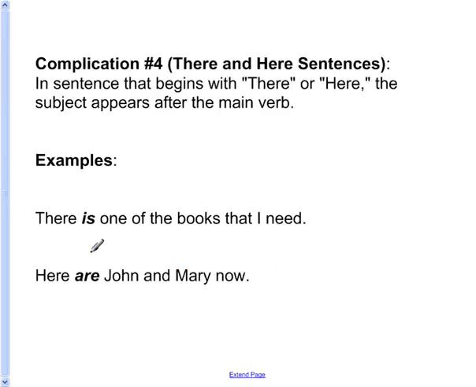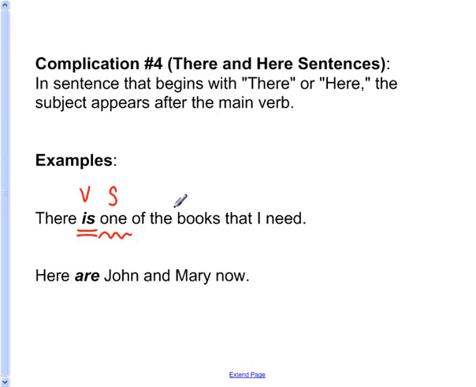Complication number 4, there and here sentences. Very similar to questions. Again, usually the subject comes before the verb, but in there or here sentences, the verb comes before the subject. So in this first example, there is one of the books that I needed. The main verb of the sentence is. The subject of the sentence is one.